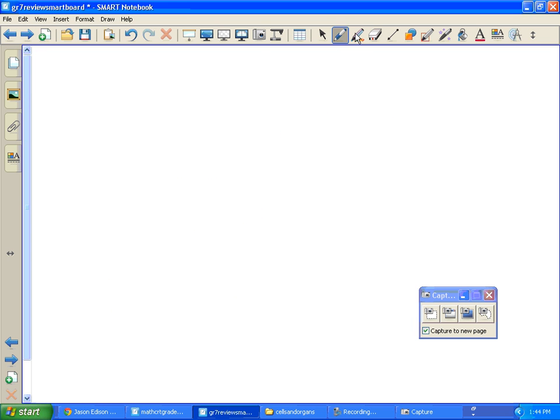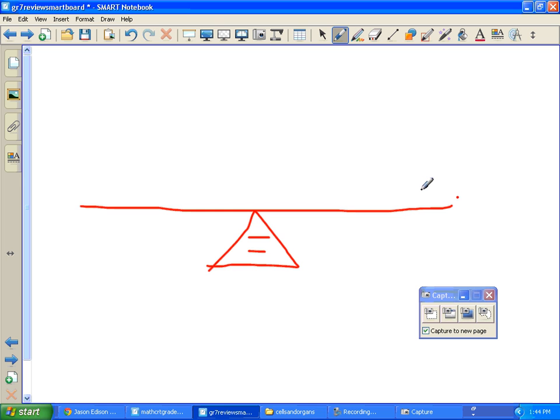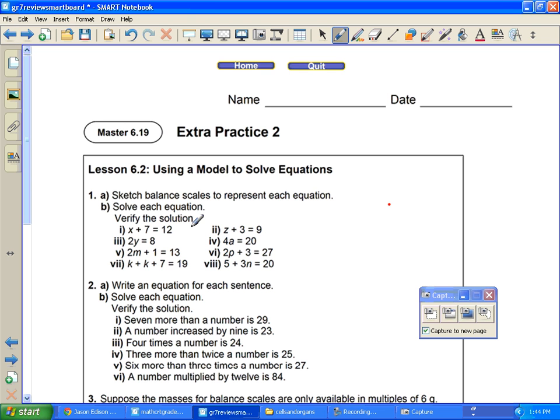So I could make a lovely looking balance here, a nice looking scale, and I'm going to make it as simple as I can. I'm just going to make it a triangle and a line going across the top. So this side has got to equal this side over here, no matter what I put on it.